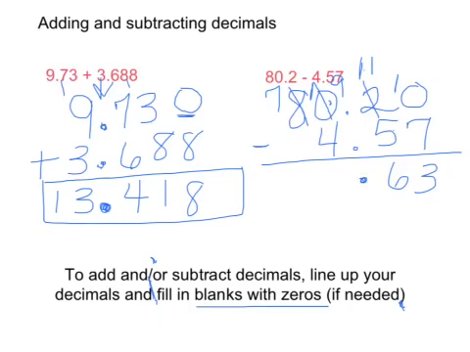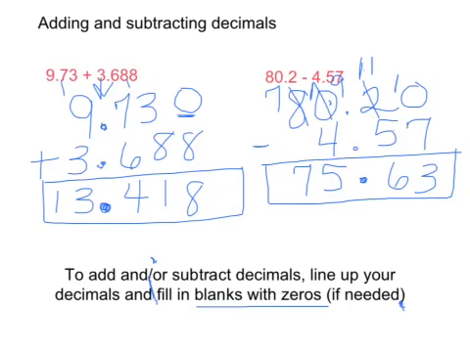My 10 had changed to a 9 when I borrowed from it, and I can take 4 from it, leaving me with 5. And then I've got my last number, which is 7, and it's not being subtracted from anything. So my answer here is going to be 75 and 63/100ths.